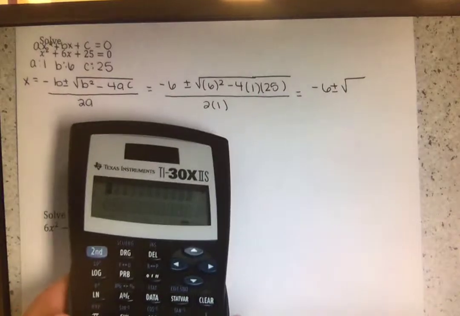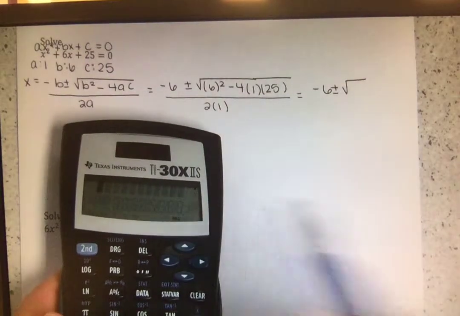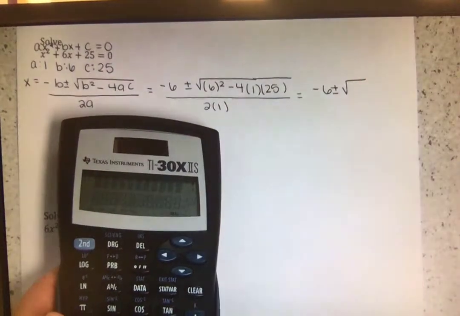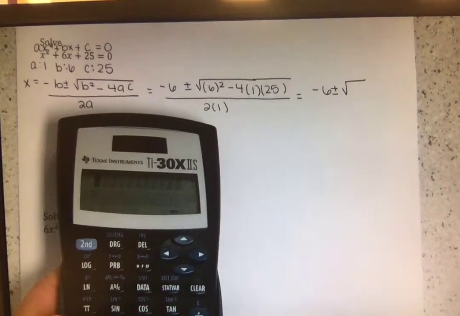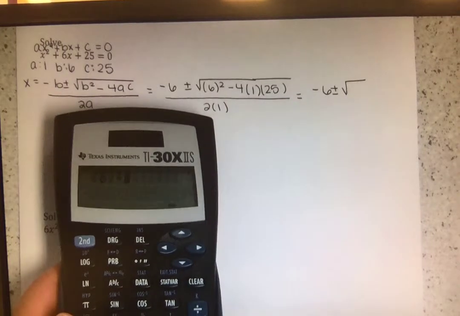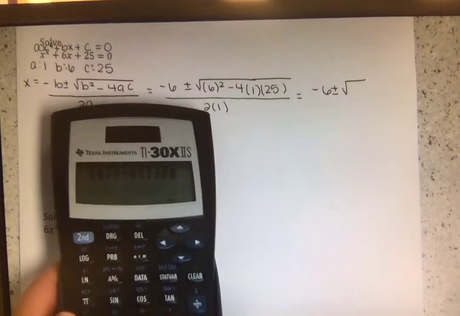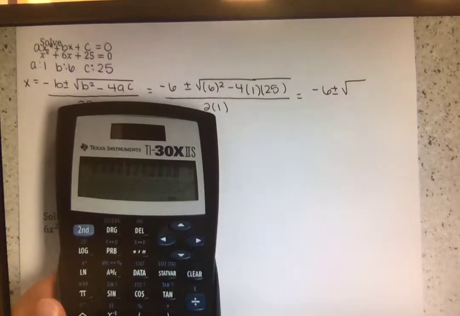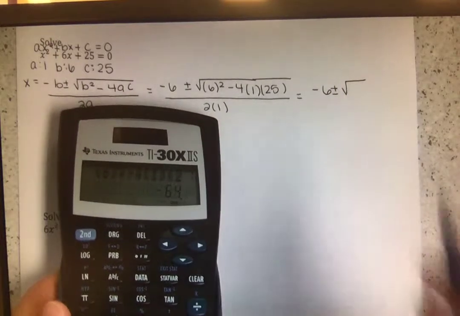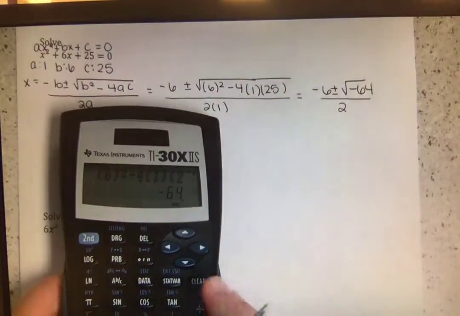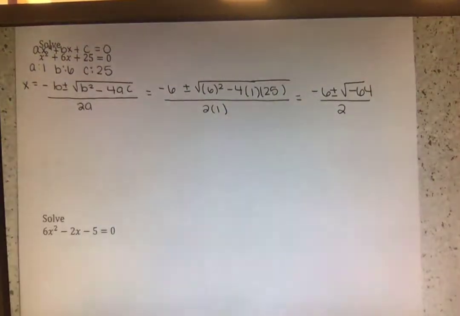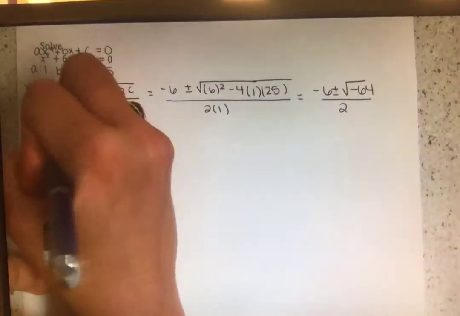We can plug that stuff into our calculator exactly like we see it here. We have to use parentheses like they're written here. So 6 squared minus 4 times 1 times 25, exactly like we see it underneath the radical. Pressing enter, we get negative 64 all over 2 times 1, which is 2. So the square root of negative 64.